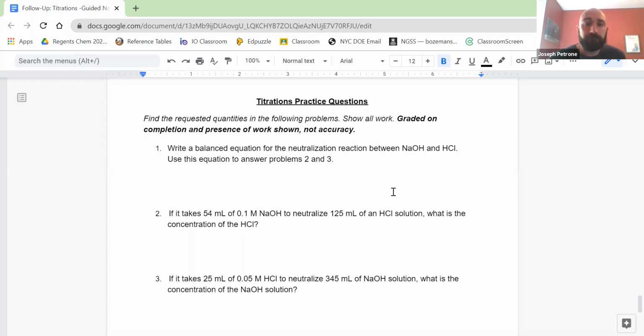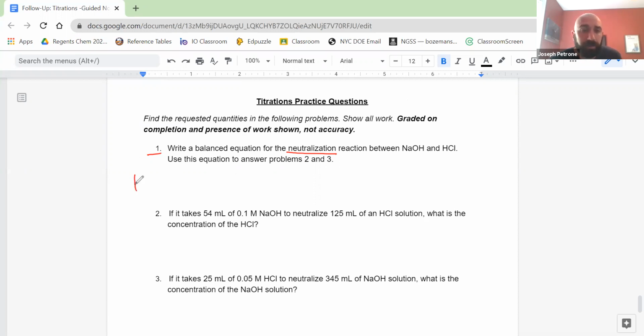All right. So first one, it says, write a balanced equation for the neutralization reaction between sodium hydroxide and hydrochloric acid. And you're going to use this equation for questions 2 and 3. So first off, just a reminder, the neutralization reaction takes an acid and a base and produces water and a salt or an ionic compound. So we'll look at our acids and our bases. Sodium hydroxide is our base and hydrochloric acid is our acid.